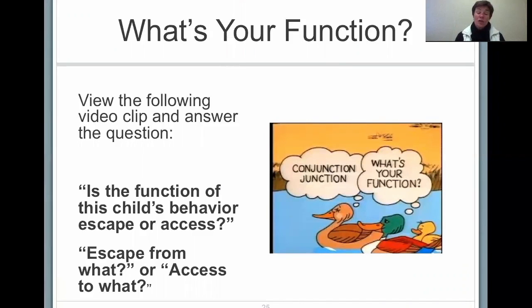One way of starting to think in a more functional manner regarding kids' behavior is to ask yourself the question, what is the student trying to escape or access with their behavior? If we can think about behavior in this manner, we can sometimes determine the reason for a student's behavior and answer the question. View the following video clip and answer the question, is the function of this child's behavior escape or access? Escape from what or access to what?